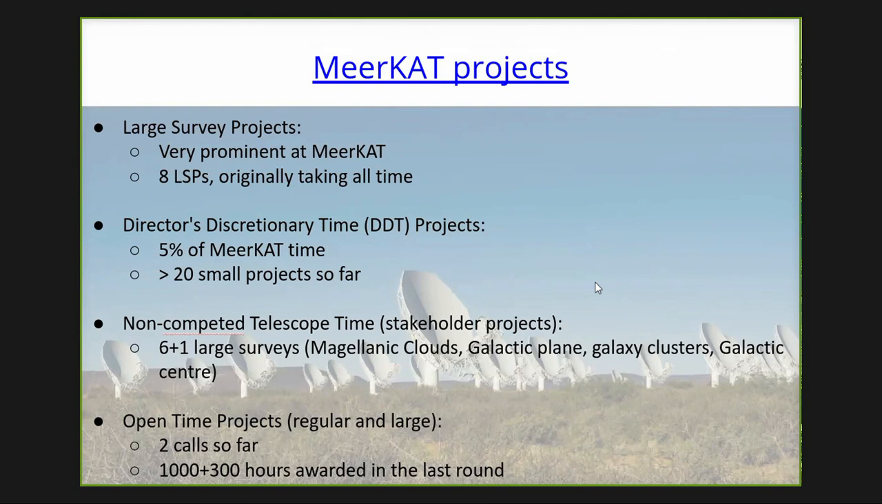MeerKAT has different projects. There are the large survey projects, which are very prominent at MeerKAT. Originally, it was thought that it would take all the time on MeerKAT. There are eight of these large survey programs. Luckily, MeerKAT got more sensitive than thought, such that there is time for the other projects, named the director's discretionary time projects, currently a little bit more than 20 small projects, taking about 5% of MeerKAT time, not more. Then there is non-competed telescope time, which I described before as stakeholder projects. These are six plus one large surveys, so what has been observed in early times of MeerKAT operations are Magellanic clouds, the galactic plane, a set of galaxy clusters, and the galactic center.